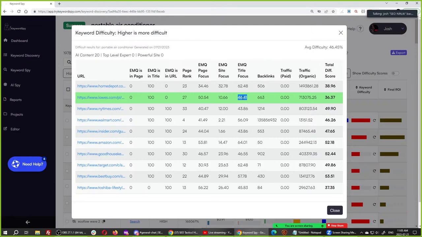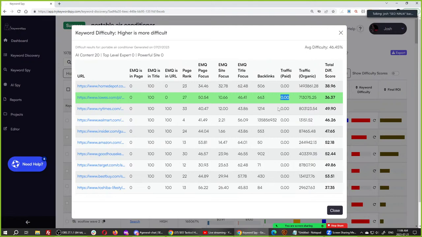It's only 46% focused on portable air conditioner, even though they do mention portable air conditioner 100% in the title somewhere. So that's another liability of their SEO that they've done poorly, that you could get a one up on them on. Yes, they have 663 backlinks to this page. Okay, well, that's good, but it's only giving them a page rank of 27 overall. So, all right, that's interesting.